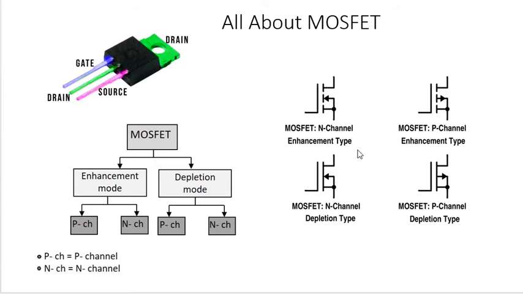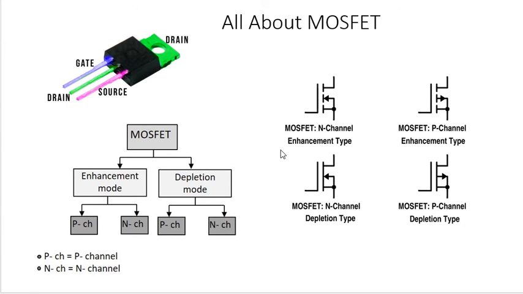Now there is a question, why? The answer is, in case you are using these depletion kind of MOSFETs, then you are already in the conduction state and you have to provide some gate signal to turn it off, and this is not a desirable condition in power electronics for safe applications.